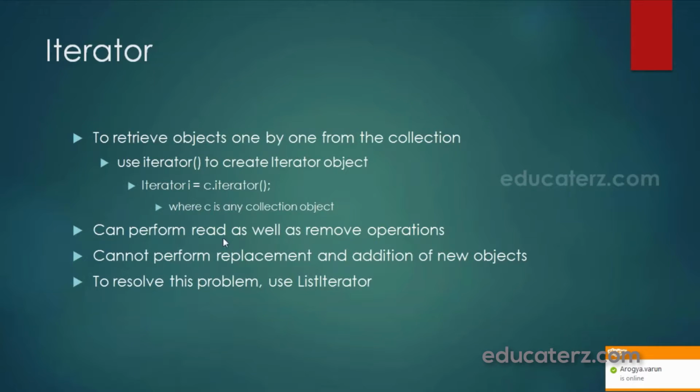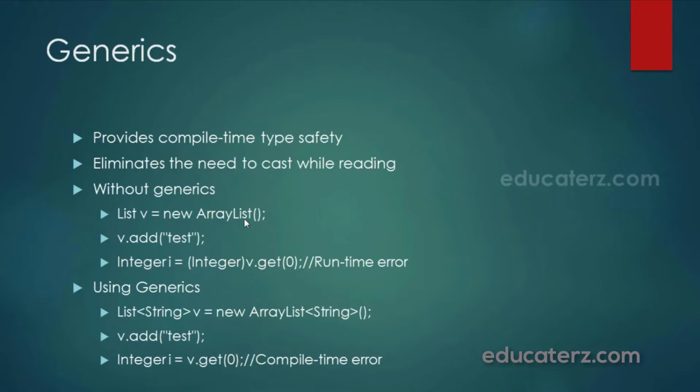So it can perform read as well as remove operations, but it cannot perform replacement. That is, we never see a method called set inside the Iterator interface, and we cannot even add new objects to the collection object. So if we also want to add and replace elements in a collection, we need to go for a ListIterator. Before that, we will look at what generics are.